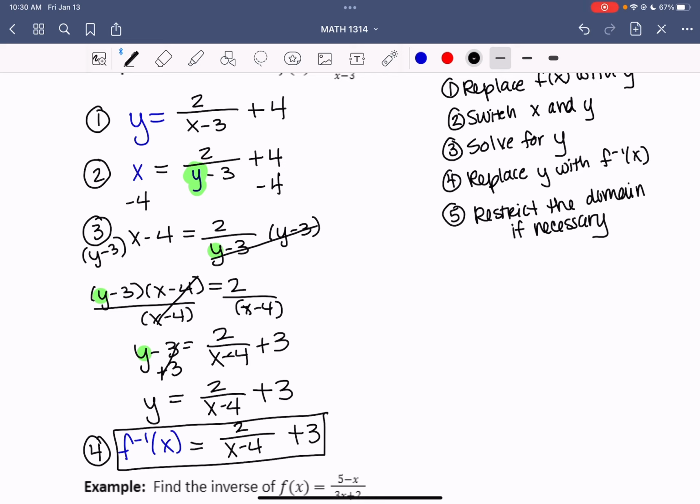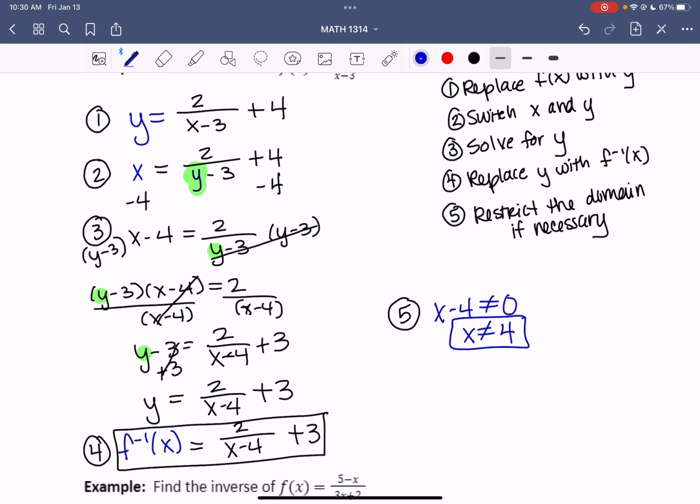Now, step number 5, we need to restrict the domain if necessary. Now, we know because this is a fraction, we can't have 0 in the denominator. So over here to the side for step number 5, I need to say x minus 4 cannot equal 0. So x cannot be 4. So that would be the only domain restriction that I would need to make in this process.